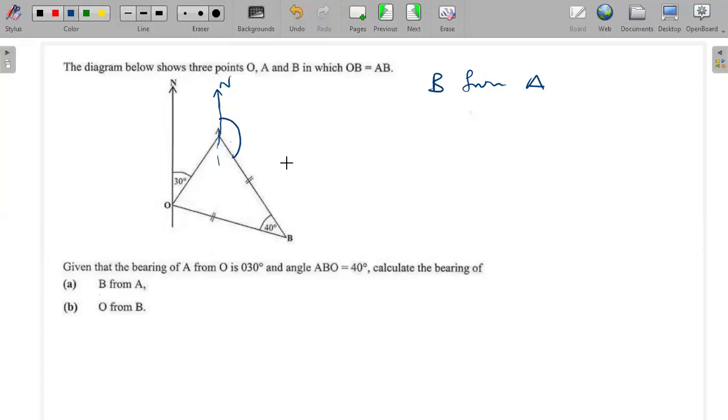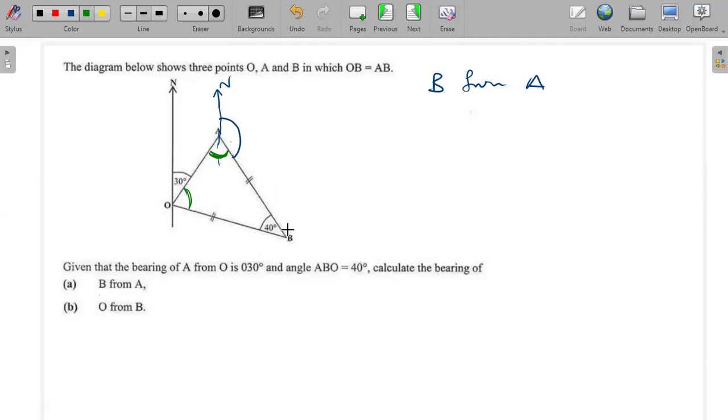So to find the angle there, I can find this angle here, like that, and then in turn the angle there. So let us see. We find this angle, and then we find the other angle here.